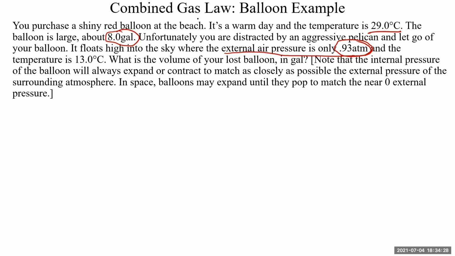It floats high into the sky where the external air pressure is only 0.93 atmospheres instead of the usual 1 atmosphere. How do we know it's 1 atmosphere? At the beach implies sea level. And at sea level, pressure is always 1 atmosphere, or you can assume it's always exactly 1 atmosphere. So when you go high in the sky or high up in altitude, air pressure drops. That's why planes need to be pressurized inside. Too much pressure, they'll explode. And the temperature is 13 Celsius. Of course, it usually gets cooler the higher up you go, up to a point.